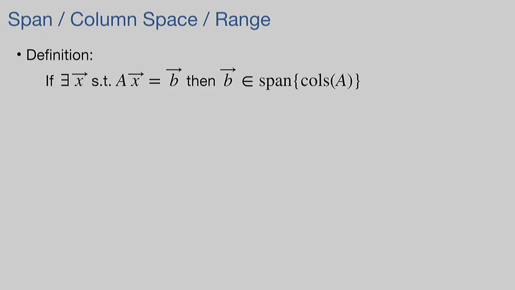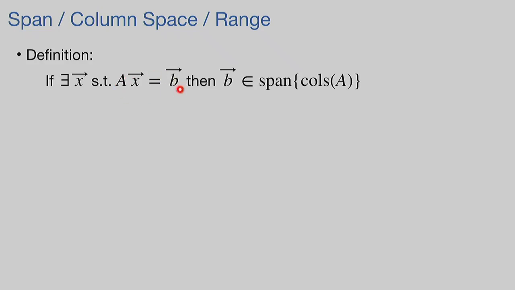Let's do a definition. If reverse E, what is reverse E? It's a mathy way of saying there exists. If there exists a vector x such that Ax equals b, so we have Ax equals b, and I'm asking if there is some vector x that satisfies that, then b must be in the span of the columns of A.